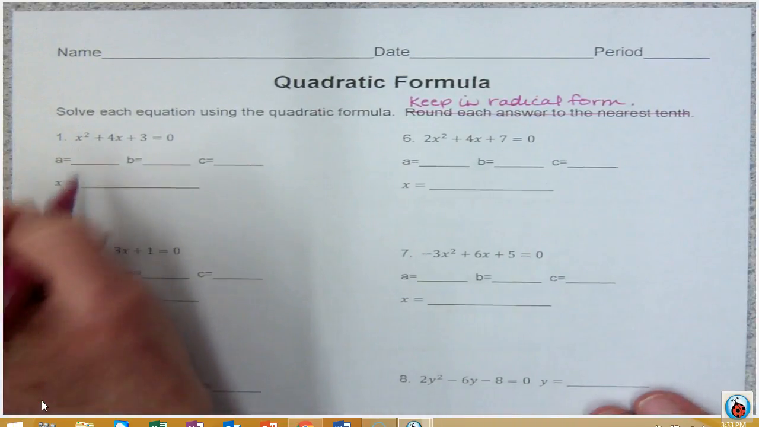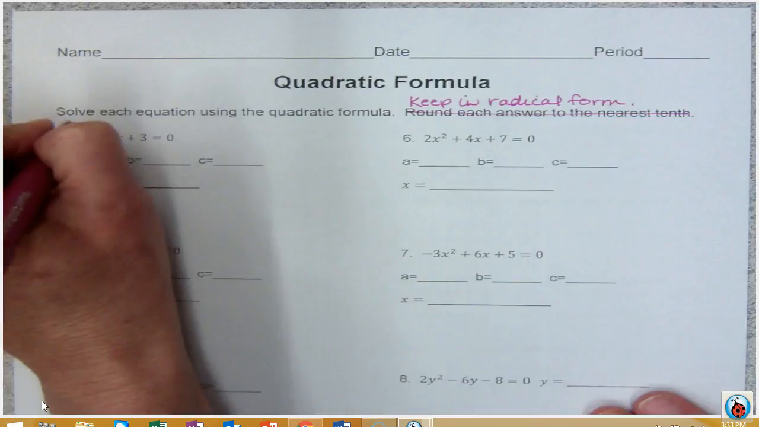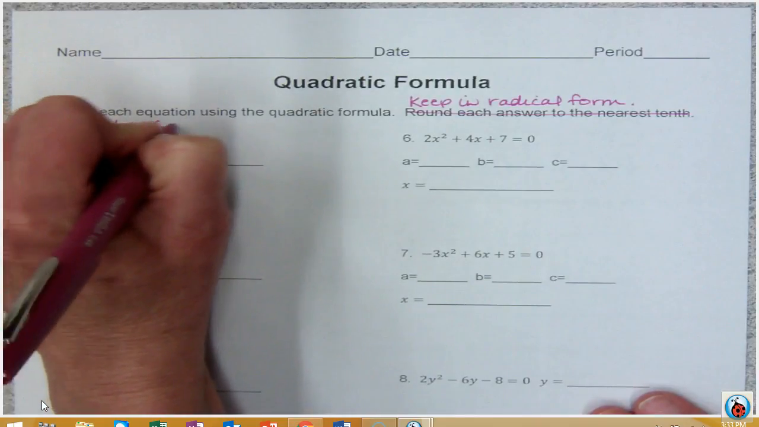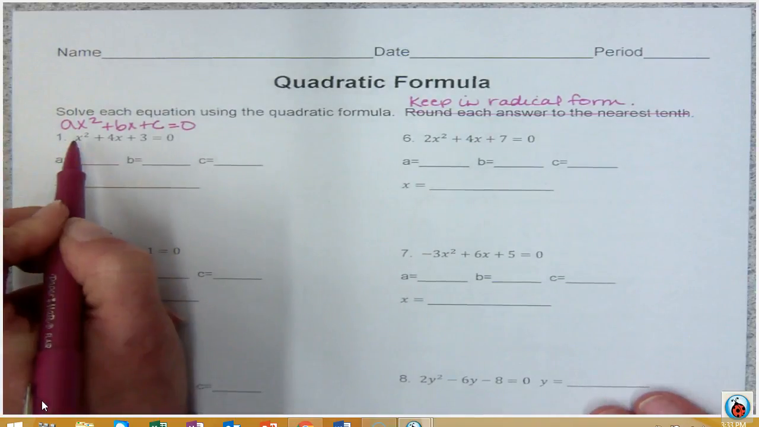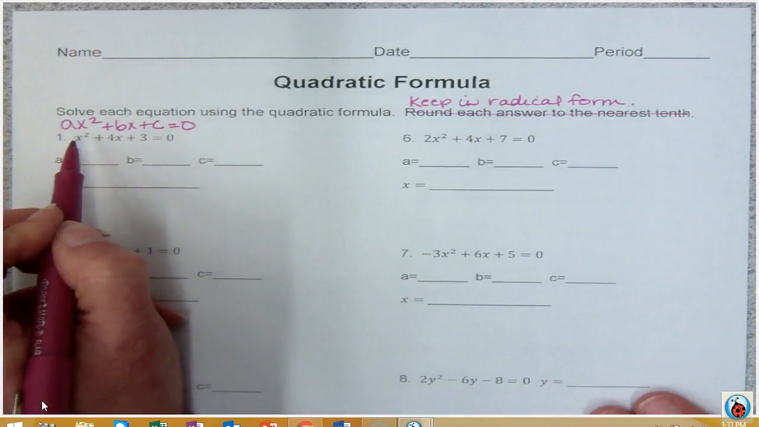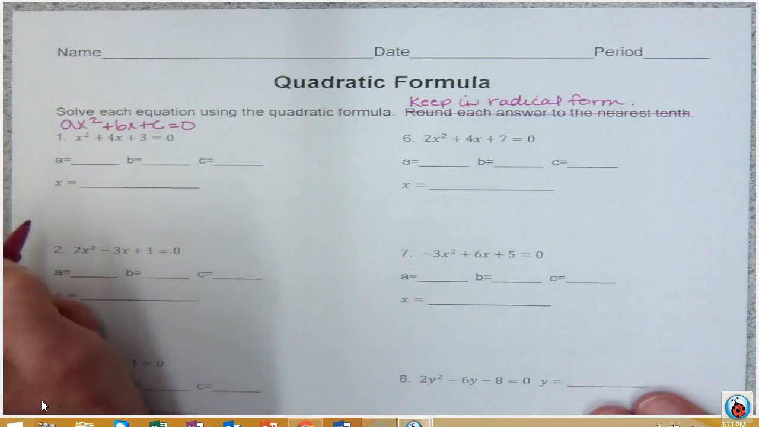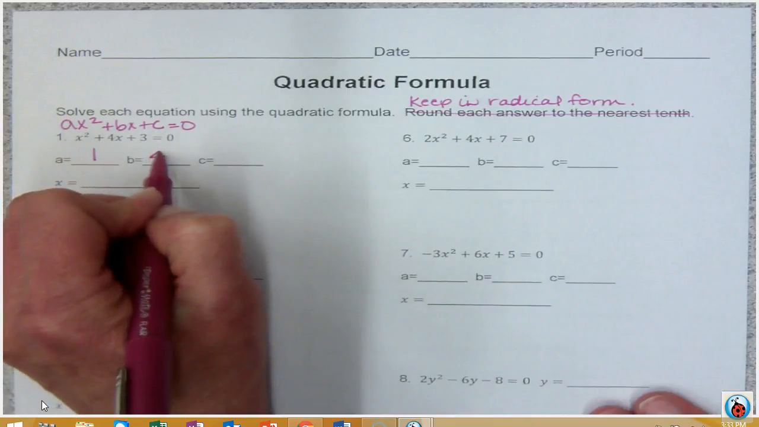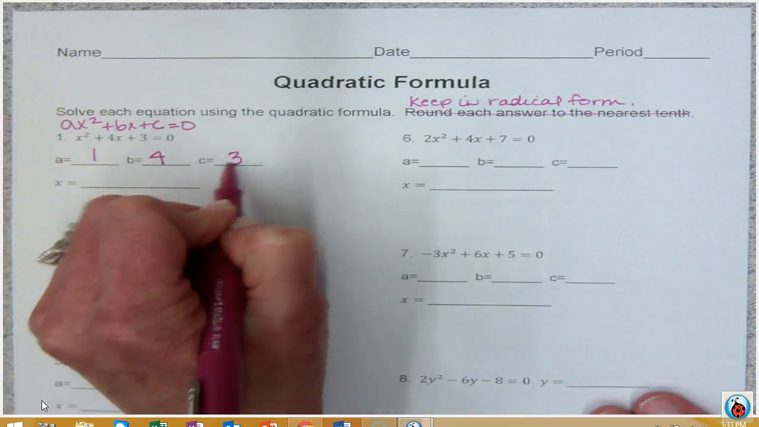Alright, so we've got our a value. If this is ax squared plus bx plus c equals 0, a does not include the x value, it includes the number in front of your x squared. So a in this situation would be 1, your b would be 4, and your c would be 3.